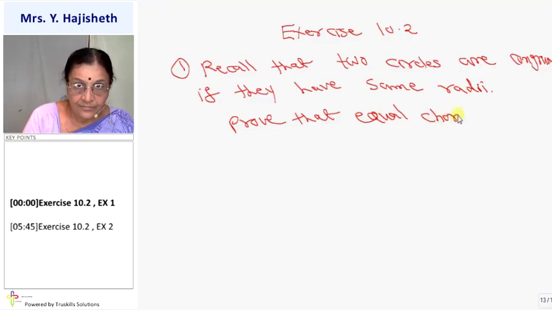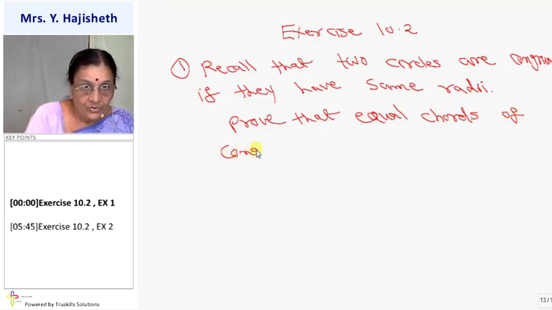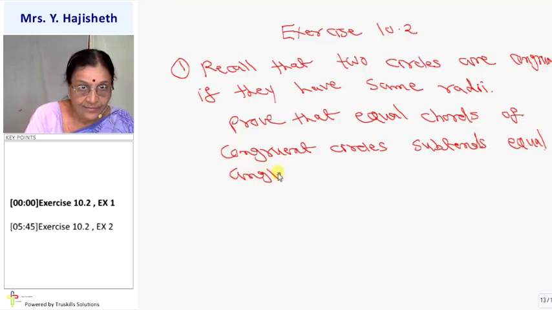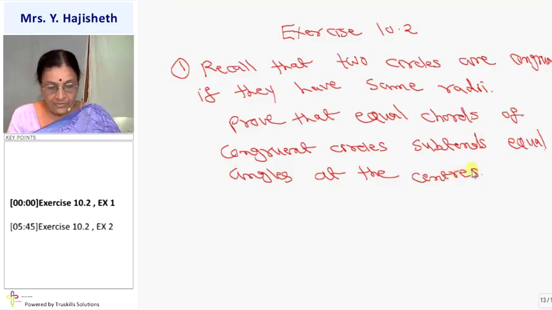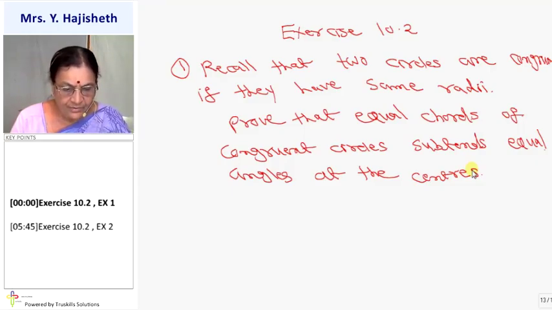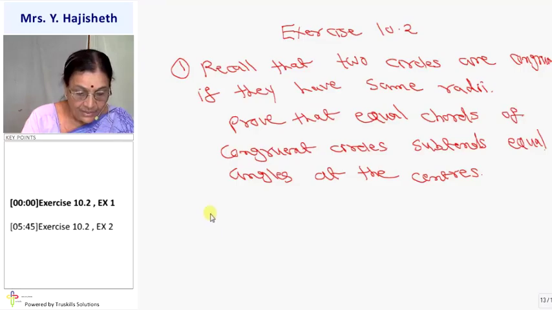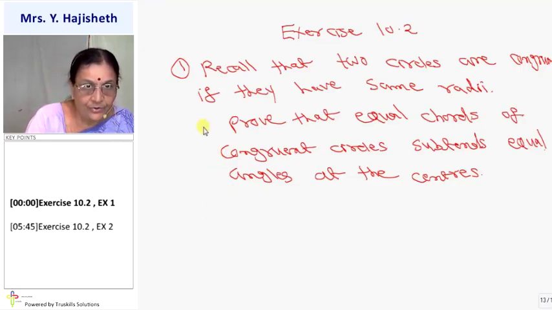Prove that equal chords of congruent circles subtend equal angles at the center. देखो ये theorem same ही है, same theorem number 10.1, right? But here instead of constructing two chords in the same circle, we have to draw two equal chords in congruent circles. I draw.